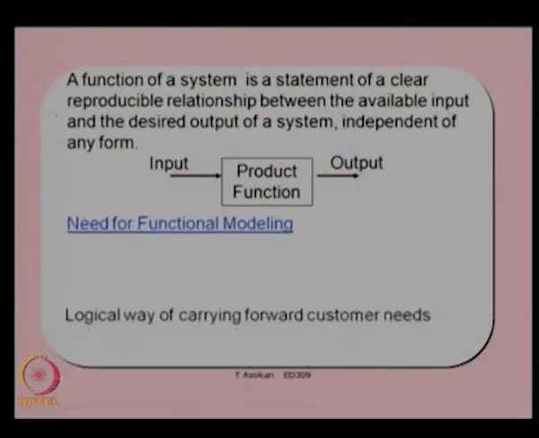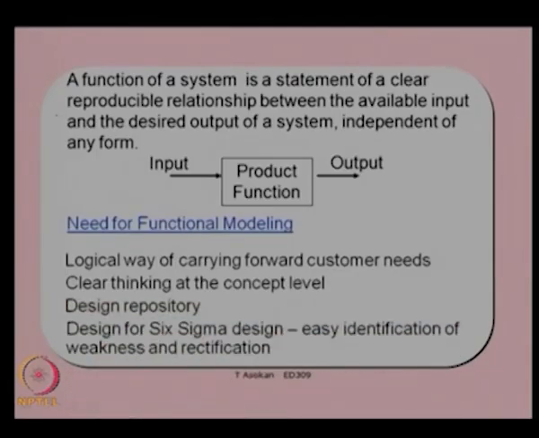So, as you can see here, there are different needs or requirements or different purposes for defining the functional structure. So, why do we need to have the functional modeling? Basically, this is the logical way of carrying forward the customer needs. So, we have identified the customer needs. So, the logical way of taking it to the next level is basically converting these needs into function blocks.